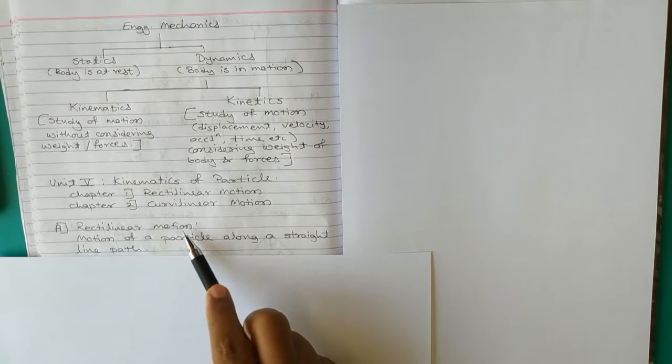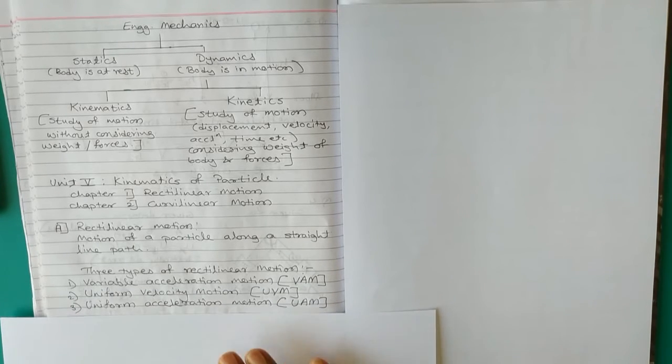So if a particle, now what is a particle? We know that in engineering mechanics we have assumed in many cases the object as a point mass. Let's say the size and shape of the object is neglected and its entire weight is assumed to be concentrated at a single point. That single point object is called a particle. So we are assuming that such an object, which is considered a particle, is going to move along a straight line path, and the study of such motion is called rectilinear motion.